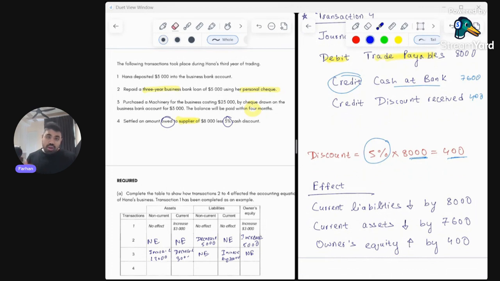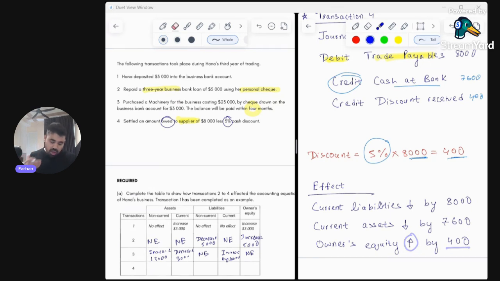And then at the same time, discount received is an income. That's the reason we credited it in our journal entry. But because it is an income, it's also going to increase our profits, right? And when our profits go up, our capital available goes up, or in other words, our owner's equity also goes up. So owner's equity will increase by 400.